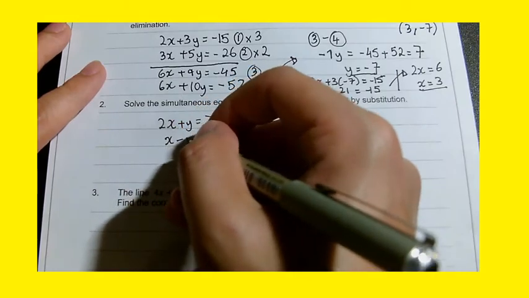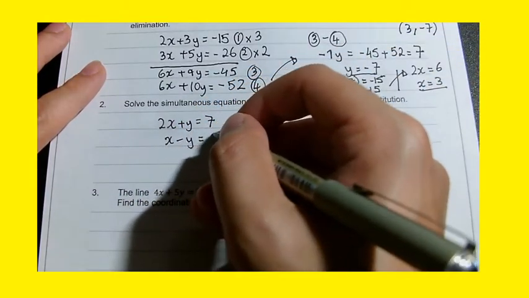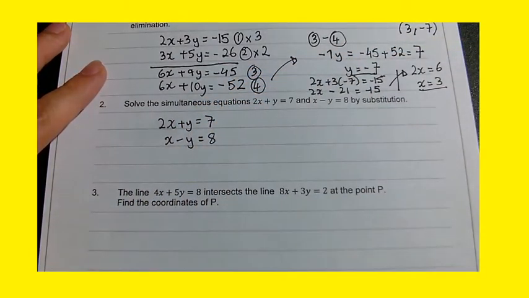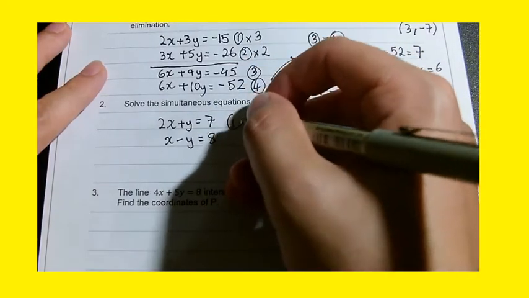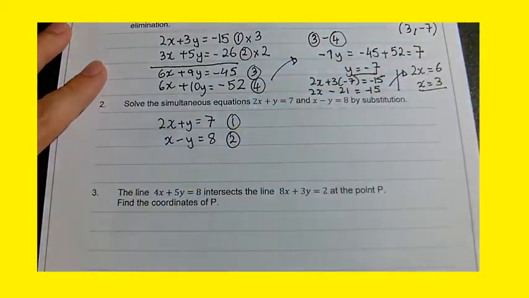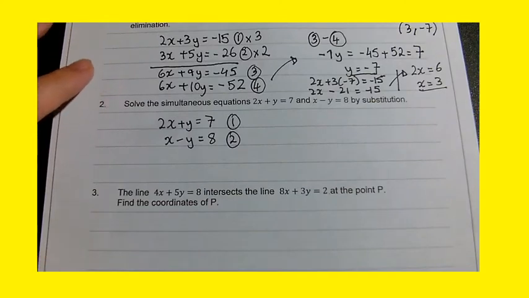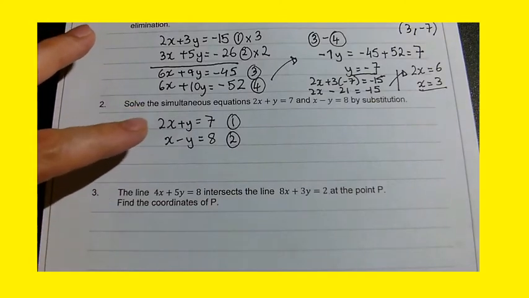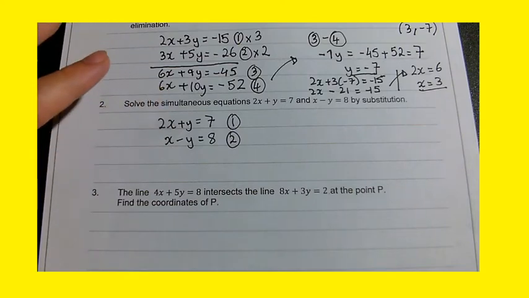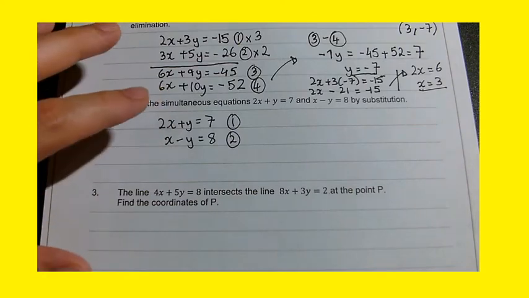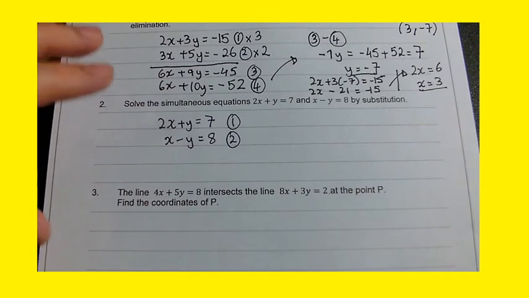So x minus y. I'm still going to write one on top of the other. I'm still going to label this one equation 1 and this one equation 2. When we use substitution, we've got to think which equation can we rewrite, make something the subject of, and rearrange into the other equation.